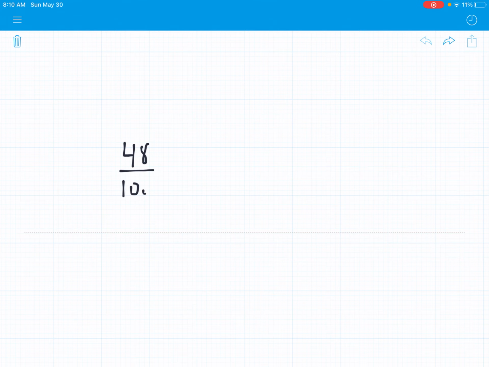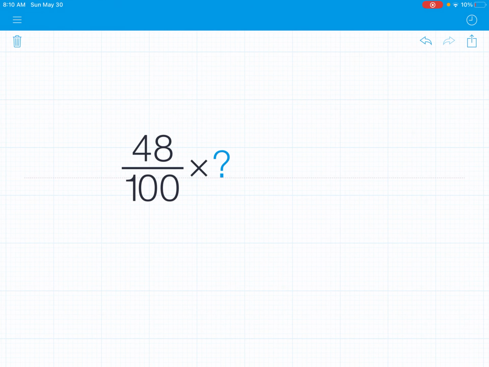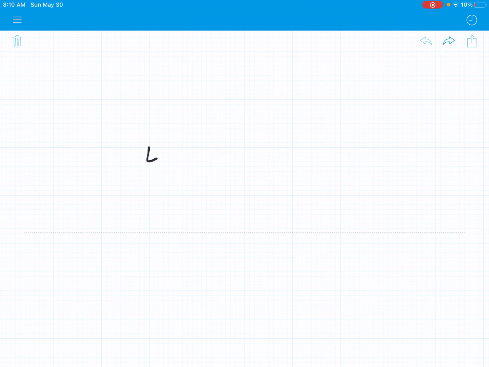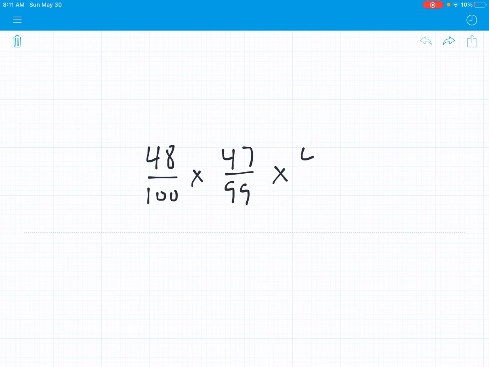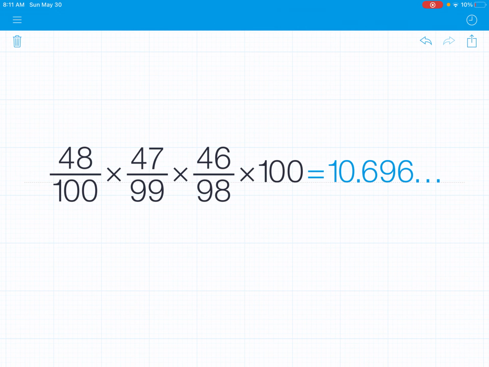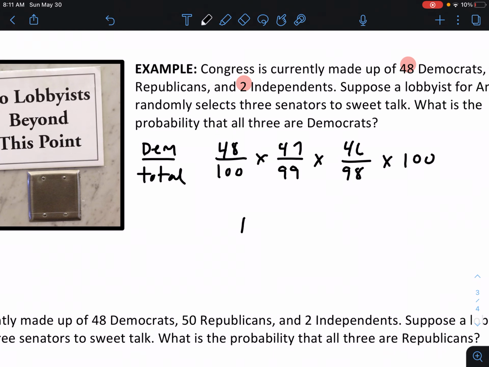48 over 100 times... Uh-oh. Low battery. Better get this. 48 over 100, 47 over 99, 46 over 98 times 100. There we go. Whew. That took a while. 10.696. Ooh, this one. That 9 has to be rounded up, but we can't go up to a 0 without changing the 6 to a 7. So it's 10.70%. All right, so here we go. 10.70%.